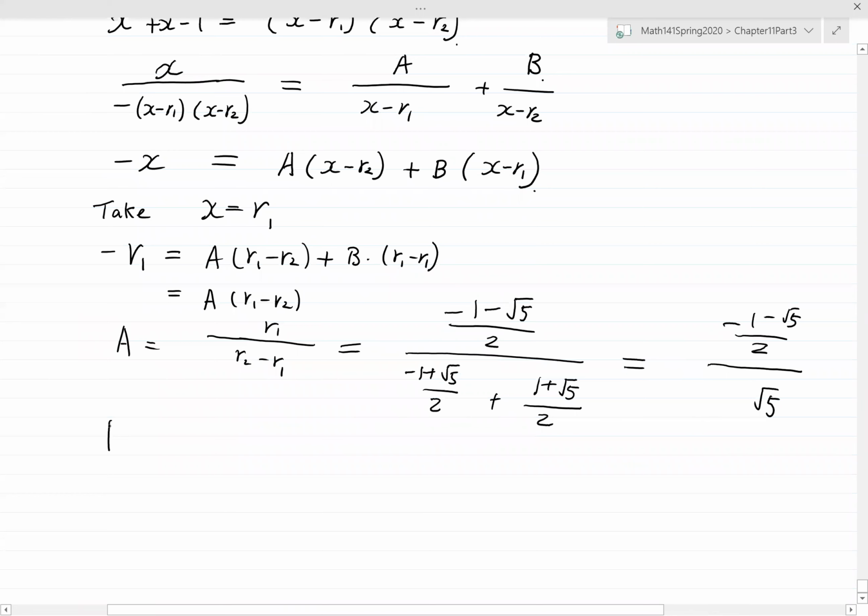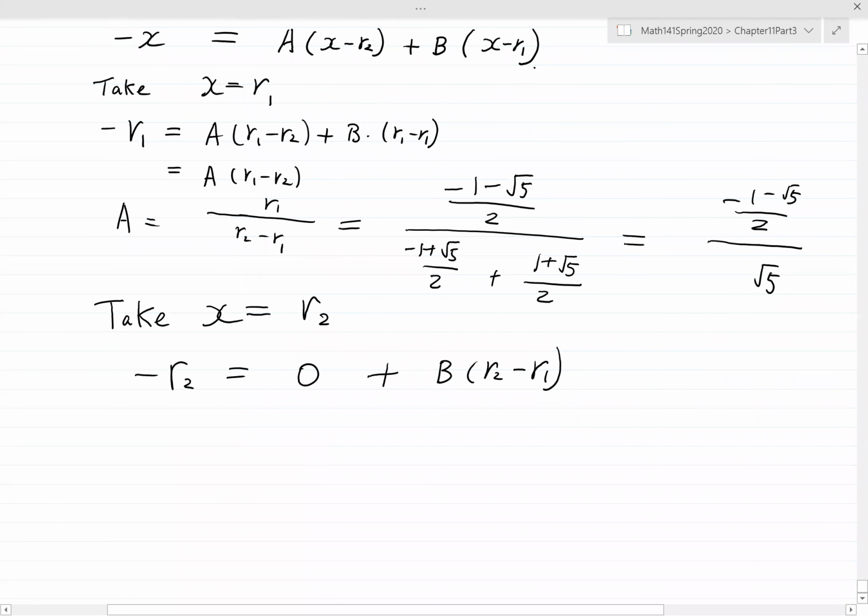Okay, what is b? For b, you let x be r2. Take x to be r2. Then you get negative r2 is a times 0, which is 0, plus b times (r2 minus r1). So you solve for b: b is negative r2 divided by r2 minus r1.